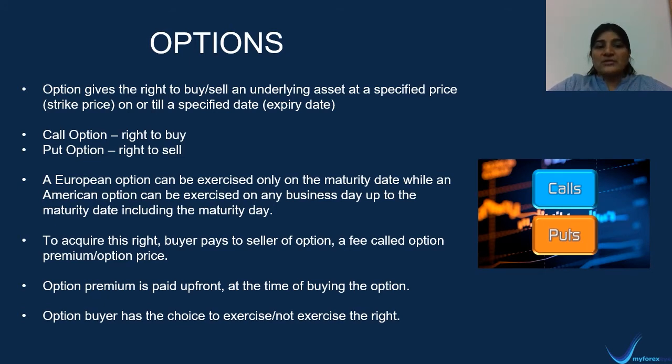To acquire this right, the buyer pays to the seller of an option a fee which is called the option premium or the option price. This price is paid upfront at the time of buying the option. The option buyer has the choice to exercise or not to exercise this right. So if an exporter decides to buy an option, he has to pay an option premium upfront. Now let's take an example to understand this better.